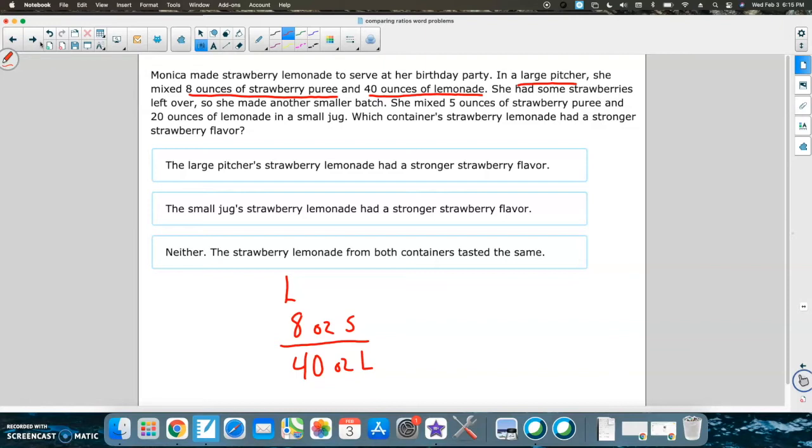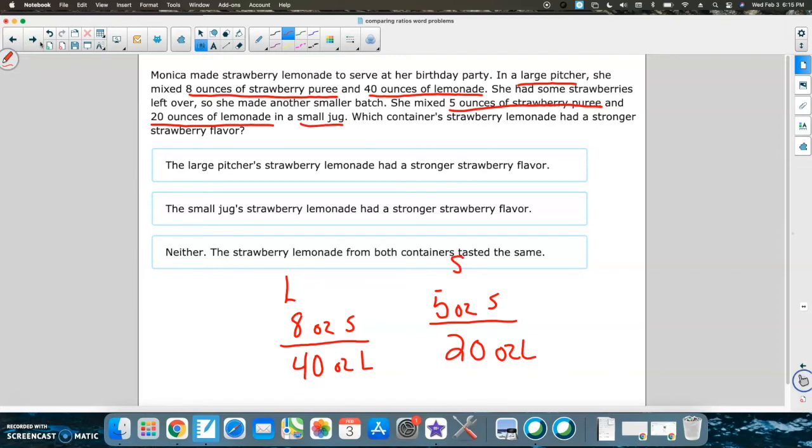So let's see, where do we leave off? She had some strawberries left over. So she made another smaller batch. She mixed 5 ounces of strawberry puree. So 5 ounces of strawberry puree. And 20 ounces of lemonade. 20 ounces of lemonade in a small jug. So I'll put an S up here for small.